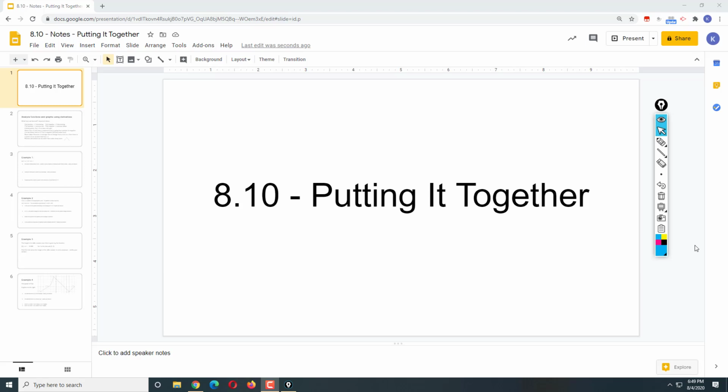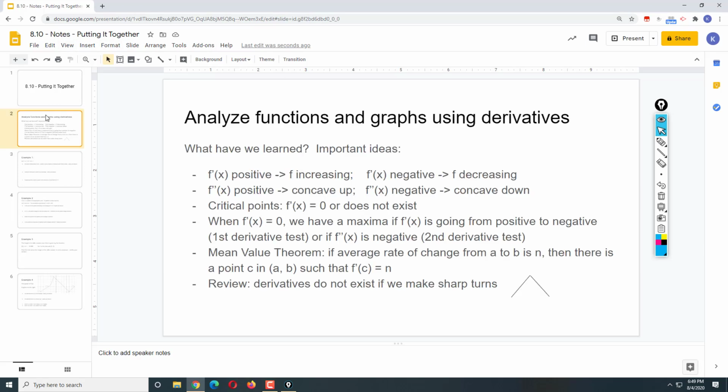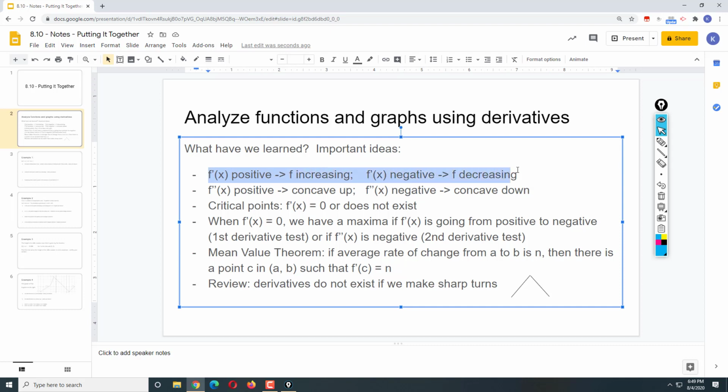8.10, putting it together. In this lesson, we will use everything we've learned about derivatives to analyze functions and their graphs. A very quick review of what we've learned. The first derivative tells us if our function is increasing or decreasing. The second derivative tells us if it's concave up or concave down. We have critical points when the derivative is 0 or does not exist.